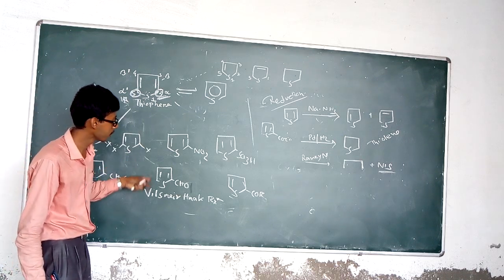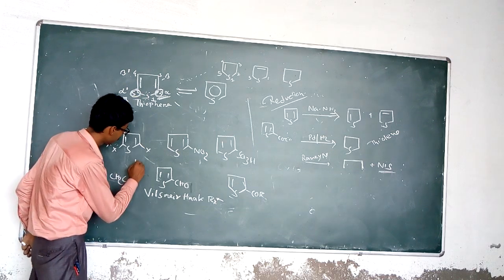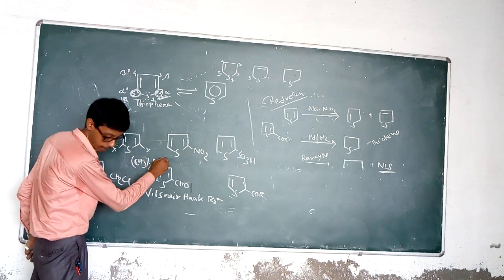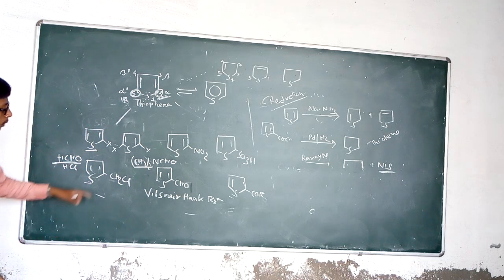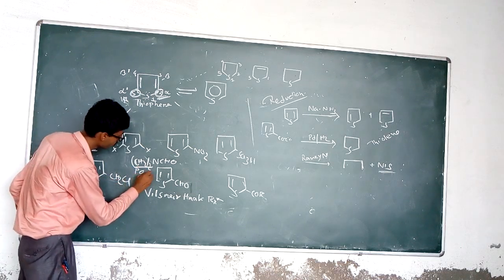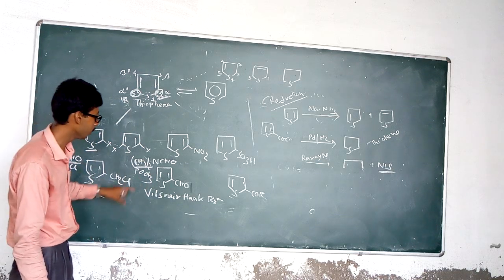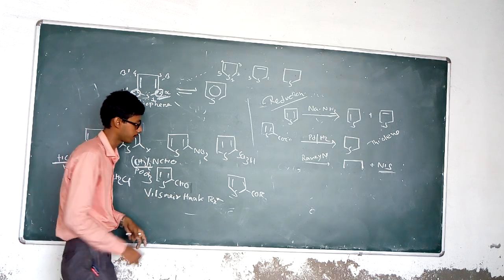This is the formylation. Formylation occurs when it is treated with dimethylformamide and POCl3, phosphorus oxychloride, and thiophene forms 2-formyl thiophene. This is also known as the Vilsmeier-Haack reaction.